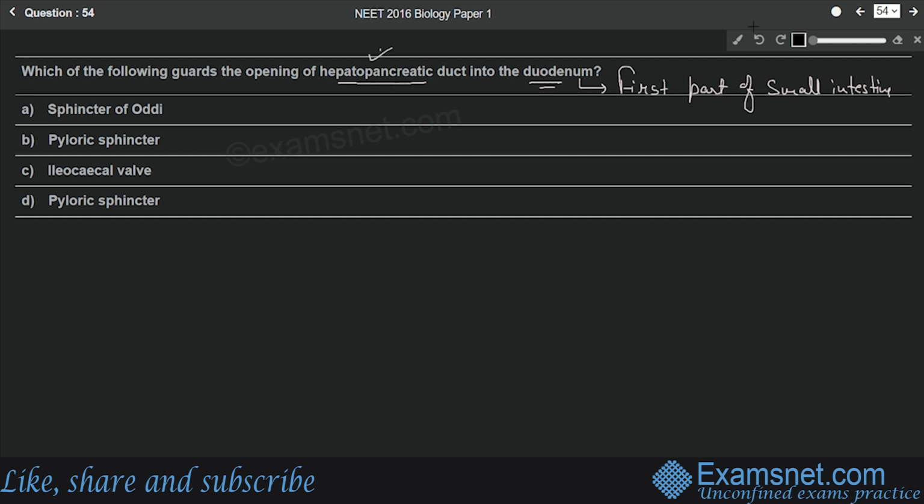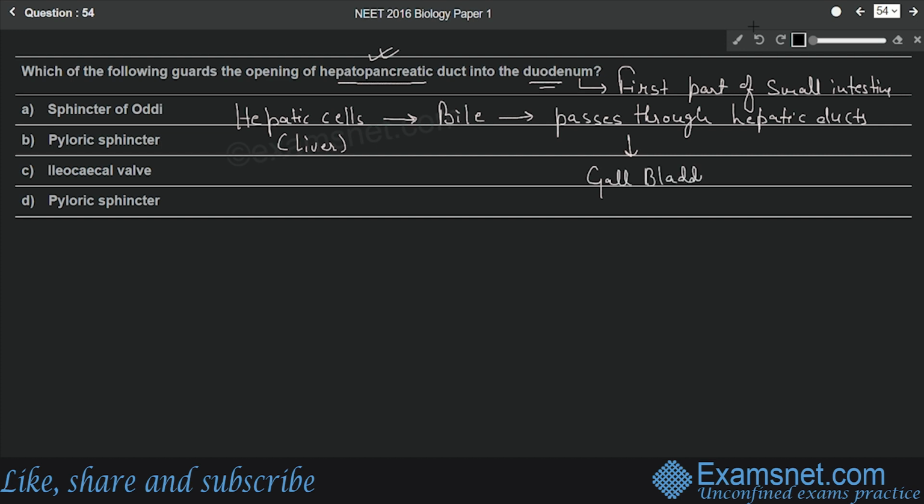Now, what is hepatopancreatic duct? Let's understand this. We know that the cells of liver are known as hepatic cells, right? That means cells of liver. So, these cells secrete some bile, okay, bile juice, and that passes through the hepatic ducts. And then finally it is stored and concentrated in the gallbladder.